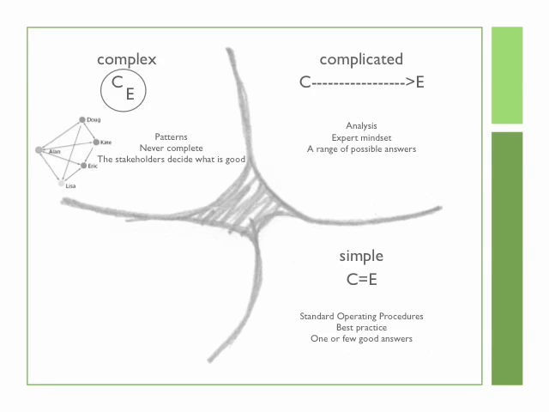And the last domain is the chaotic. And the chaotic is where there's no perceivable relationship between cause and effect. And really, in the chaotic, the thing you need to do is take action. You just got to do something. It doesn't really matter what, and it'll push you into one of the other domains, and then depending on where you end up, will help you decide what the next steps are. So that's a quick overview of the Cynefin Framework.